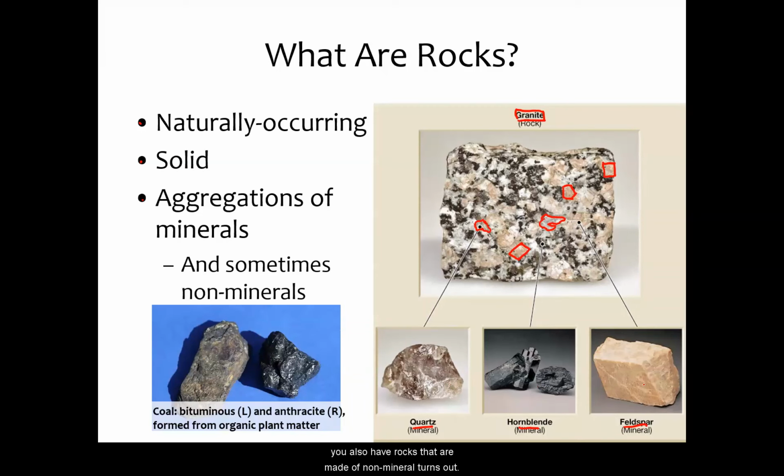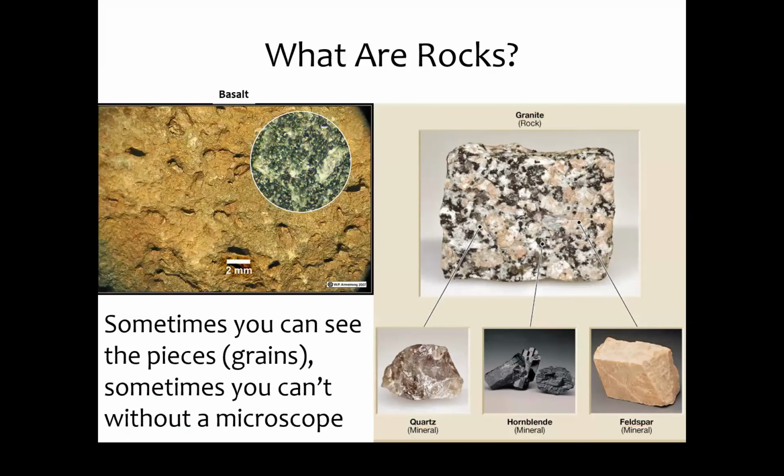And then you also have rocks that are made of non-minerals. Turns out coal, different types of coal, are actually formed from organic plant matter, bits of leaves and whatnot, sticks that get stuck together and changed over time into coal without decomposing. In some cases, in rocks, you can see the grains. These you can see with your naked eye in granite, but in some you can't without a microscope.